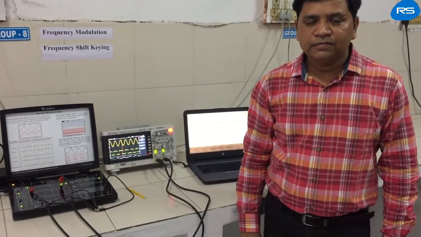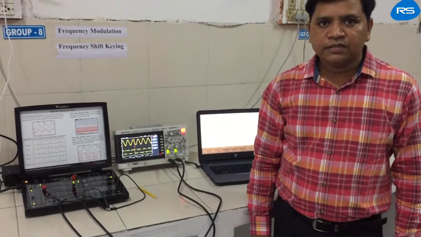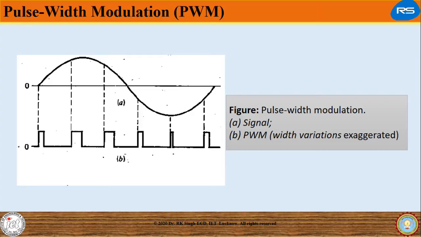In this video, we will study pulse width modulation. Basically, pulse width modulation is a type of pulse time modulation, which is also known as pulse duration modulation and pulse length modulation.